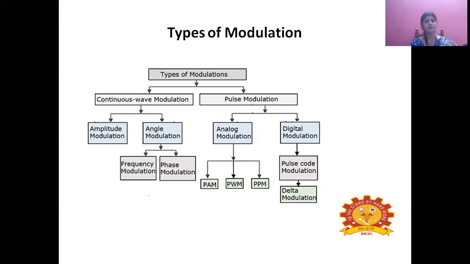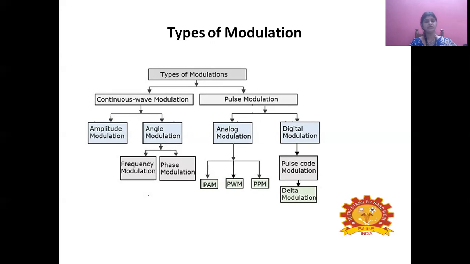In pulse amplitude modulation, the message signal will be a sinusoidal waveform and the carrier signal will be in the form of pulses. So the amplitude of the pulses is varied according to the message signal amplitude. The message signal amplitude is at positive peak.